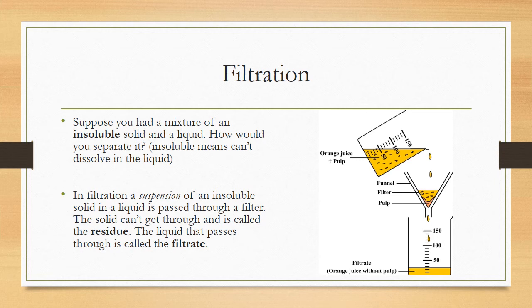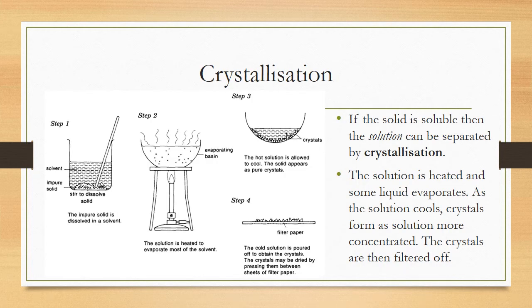So in filtration, a suspension of an insoluble solid, so a suspension is fine particles of the solid that doesn't dissolve in the liquid, all in the liquid, is passed through a filter, which you see on the diagram here, and the solid can't get through the holes in the filter paper, and it's stuck on the filter paper, and that's called the residue. And the liquid that passes through into the beaker in this example here is known as the filtrate. So that was simple filtration.